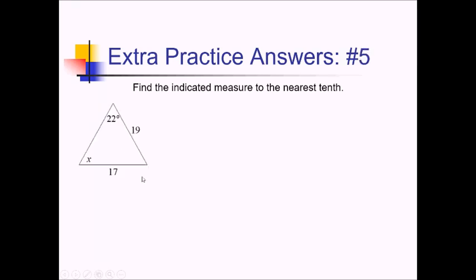On this problem, I'm trying to figure out this missing angle. Since this is not a right triangle necessarily, but I do have an angle and a side across from each other, I can use the law of sines. So sine of A over A equals sine of B over B. And then let me start with the angle-side pair that I know the most about. So sine of 22 degrees over 17, and that's going to equal sine of that missing angle that we want, sine of x, over the side across from it, 19.